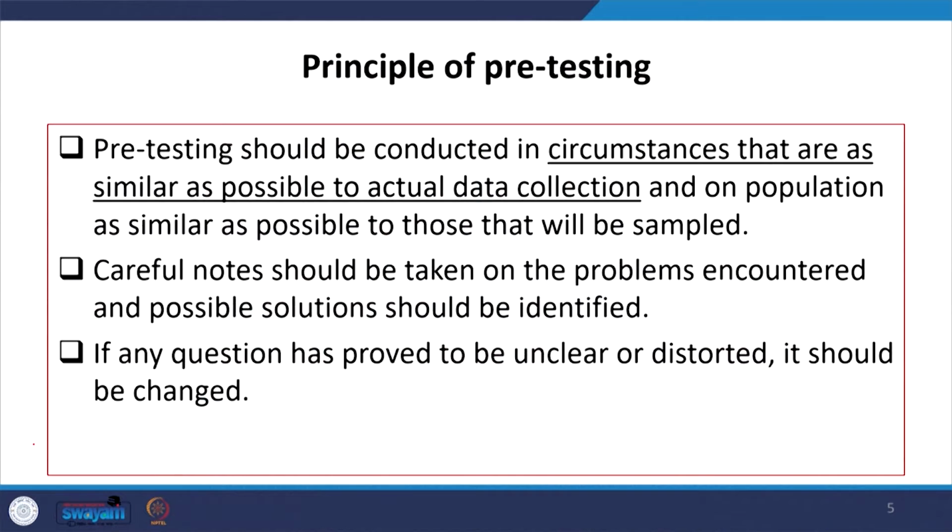Now, let me explain the principles of pre-testing. Pre-testing should be conducted in circumstances as similar as possible to actual data collection, or on a population as similar as possible to that which will be sampled. Careful notes should be taken on the problems encountered, and possible solutions should be well identified. If any question has proved to be unclear or distorted, it should be changed in the final survey questionnaire or schedule. So, this is important.